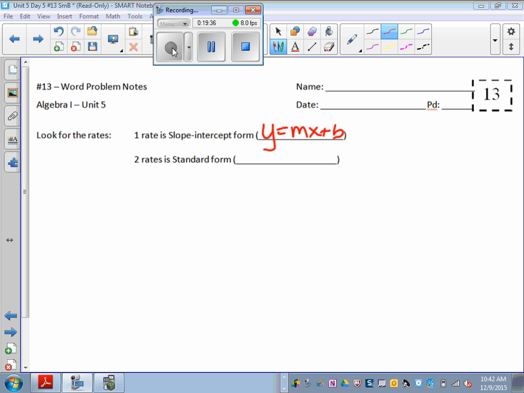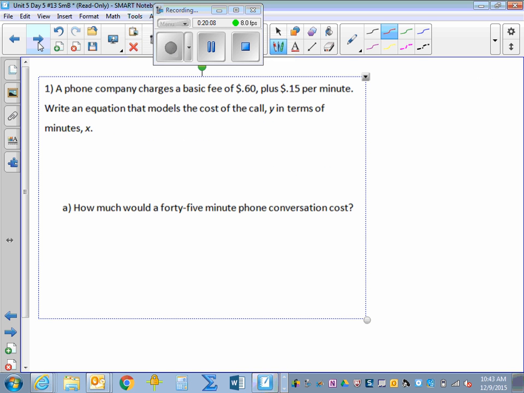But when we have 2 rates, that's standard form. So remember, standard form is ax plus by equals c. So with 2 rates, maybe you go to the movies and you get popcorn. So an $8 movie ticket and $5 per popcorn. That's 2 rates there. It's 2 things that have an amount associated with them. Alright, so let's dive into our problems here.